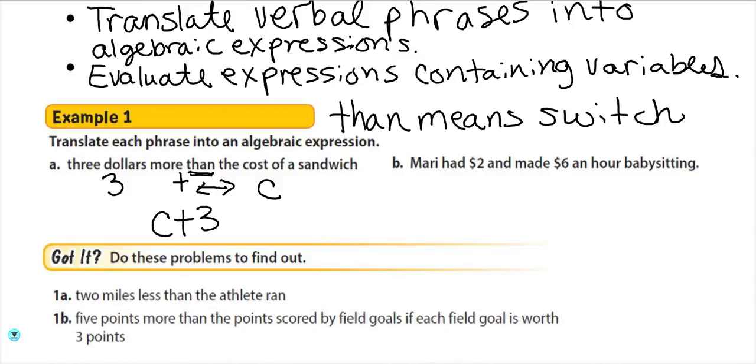Okay, let's take a look at letter B. It says Mary had $2 and made $6 an hour babysitting. Well, she had $2 and, which would be plus, she made $6 per hour. So 6 and then times the number of hours, so it'd be 6H. And then we write that out. You can have it that way, or traditionally we write with the variable first, so you can do it this way too. That one, it doesn't matter which way you go.